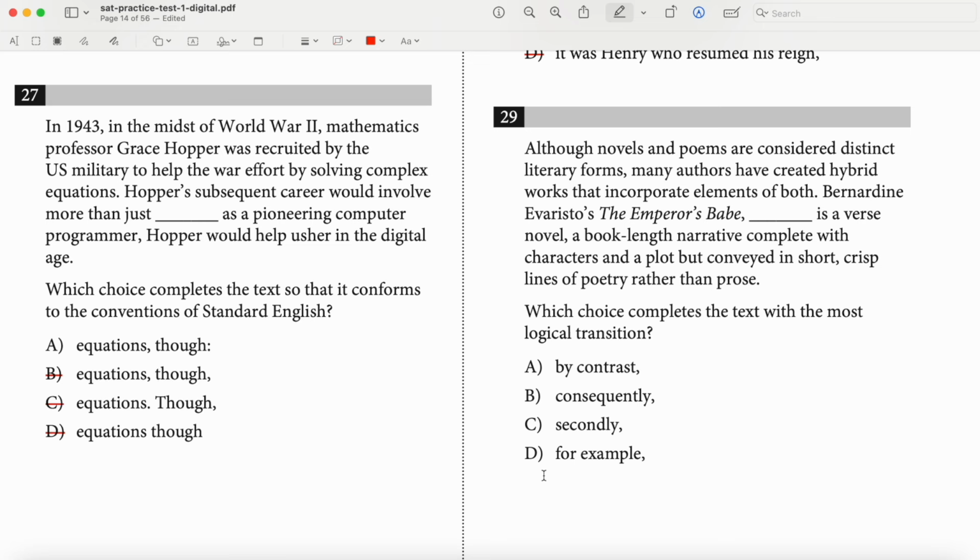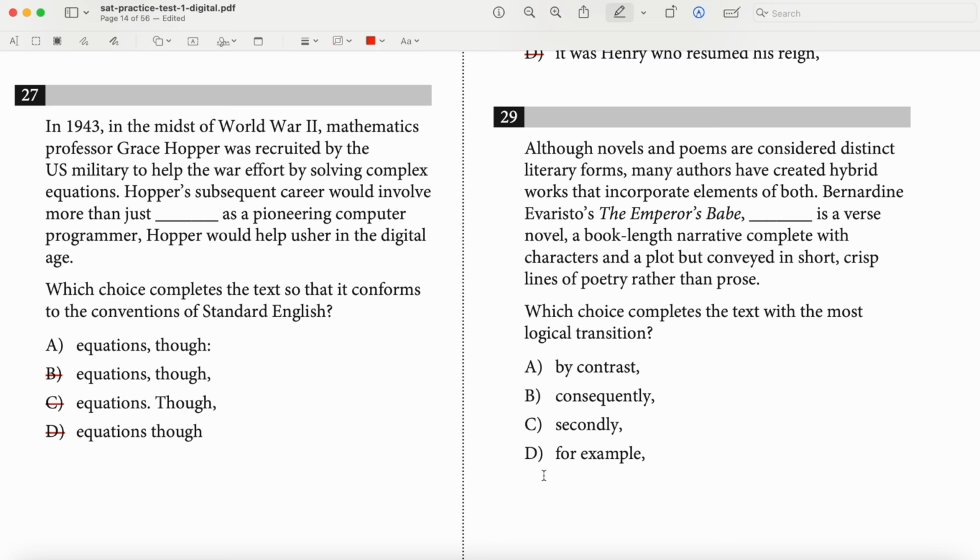Let's identify the two ideas first. What's the first idea in the first sentence? What's the main idea of that first sentence? I mean that you can combine poems and novels. Yeah. Many authors have combined poems and novels into one hybrid form. That's it. Absolutely. What's the second idea in the second sentence?